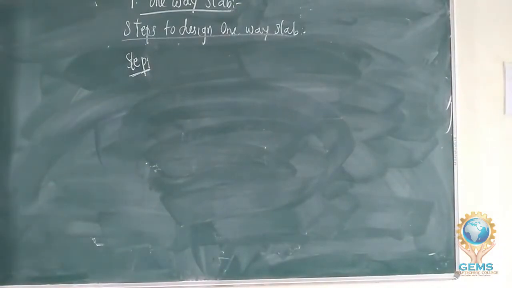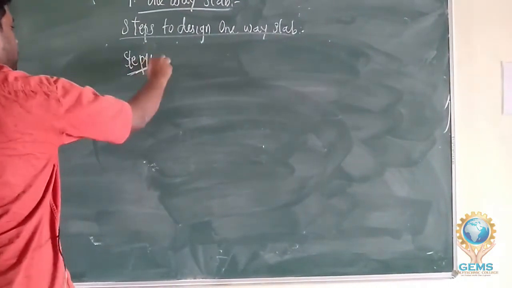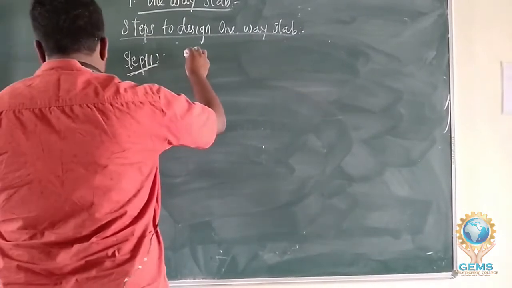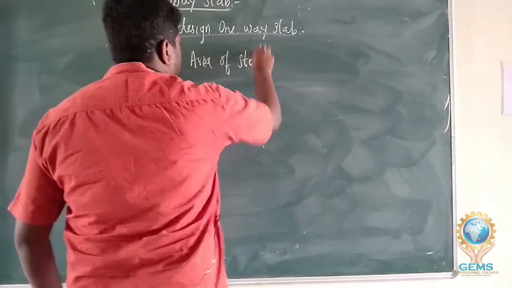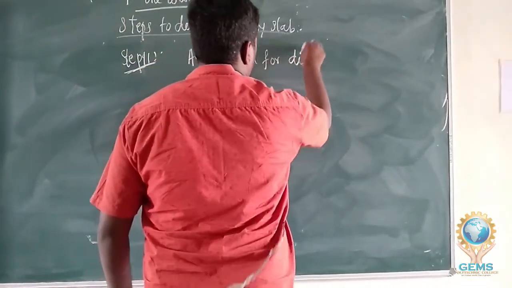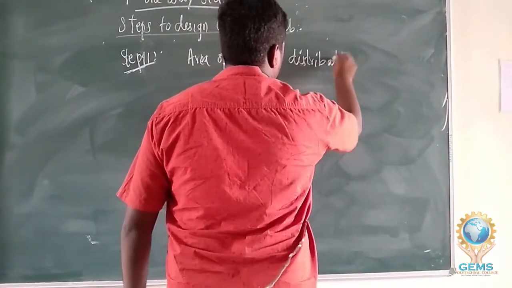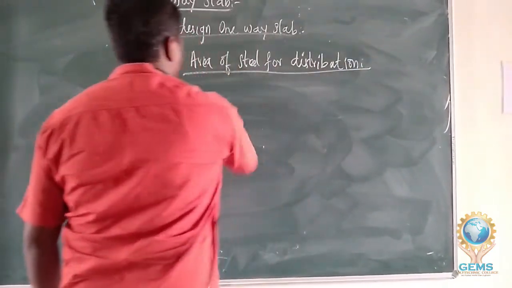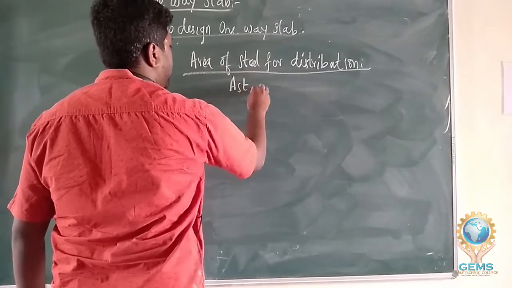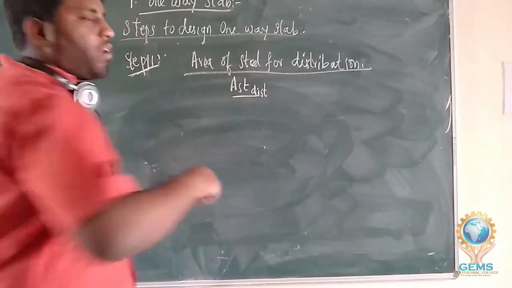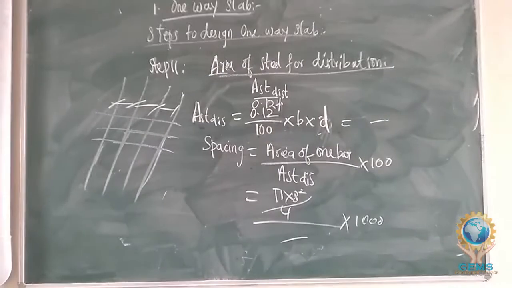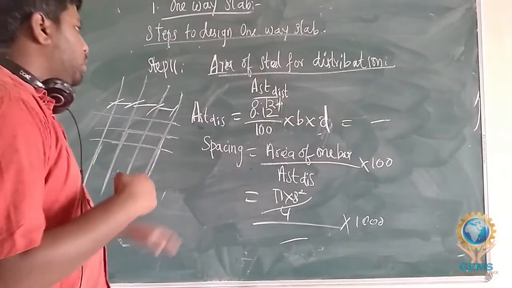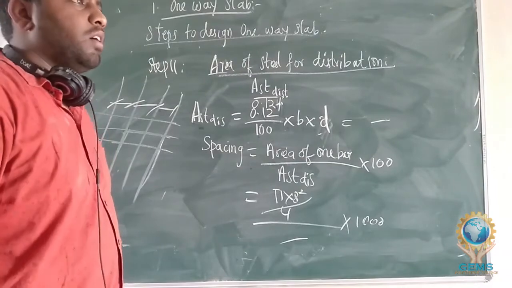Okay. Next, step number 11. Step number 11 is nothing but the distribution bar. Area of steel required for distribution. Area of steel for distribution is known as Ast dis. What is area of steel for distribution? I already told you, right? One way slab has the main bar. So your step number 11 is you have to find the area of steel in the distribution bar.